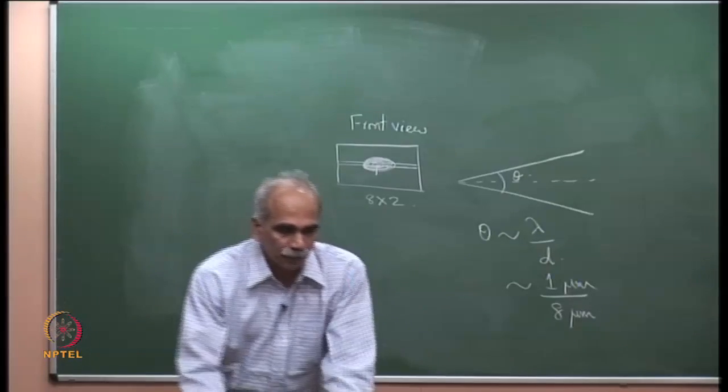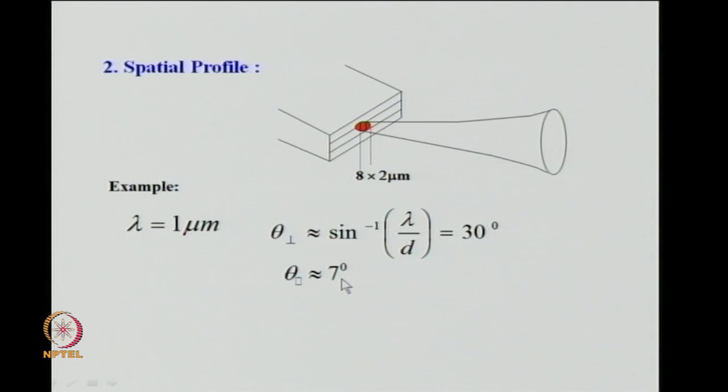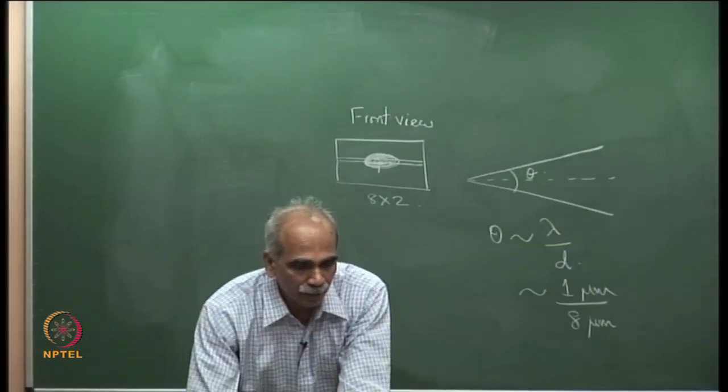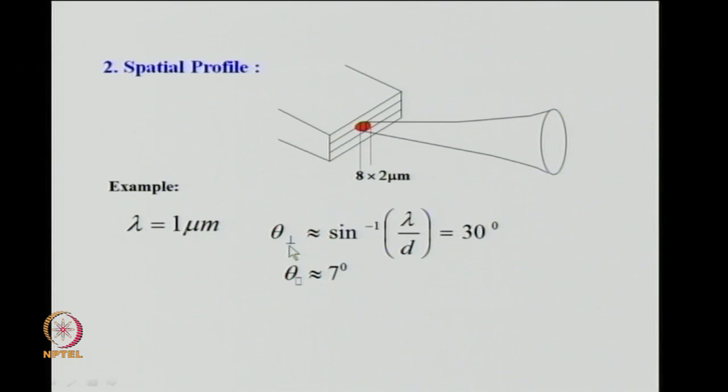Which is approximately 7 degree here. So, this is for theta parallel. Parallel means parallel to the interface or parallel to the layers, in this direction, theta parallel, and theta perpendicular is here. So, this is theta perpendicular, that is lambda by d. D has been taken as 2 micron in that direction. So, it is 1 by 2, sin inverse half is 30 degree. So, that is what is shown.